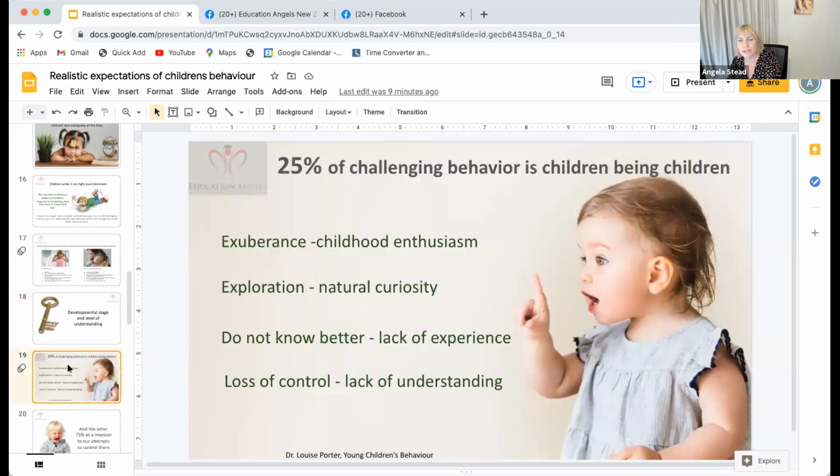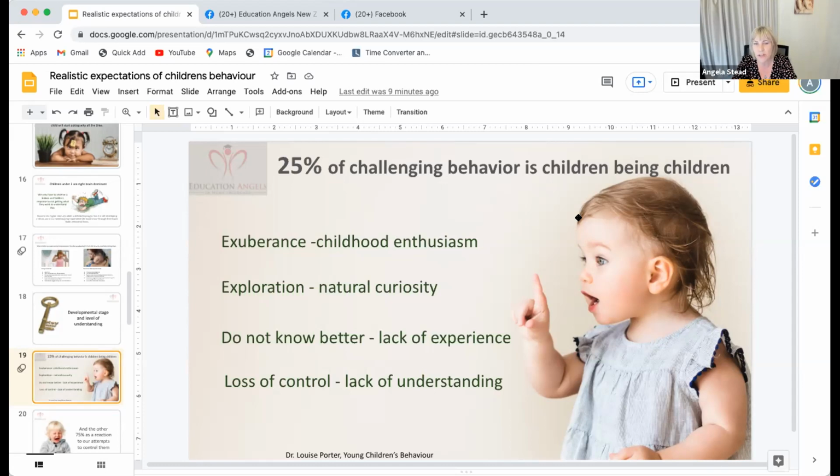So when we're looking at developmental stages, remember that 25% of challenging behaviour is children just being children. It's absolutely normal. So don't worry about it. A lot of it is childhood exuberance, just the natural enthusiasm of being a child, or a child's natural curiosity. They're exploring. They might have just deconstructed your brand new herb garden or something, but really to them they're being a scientist and they're learning about the world around them. There's no bad intent, they're just naturally curious.